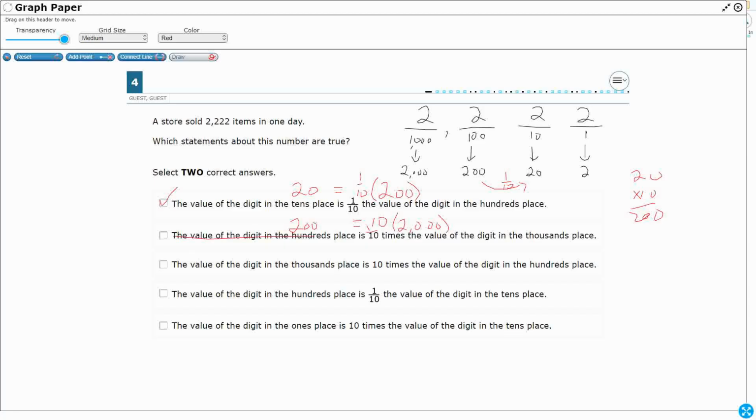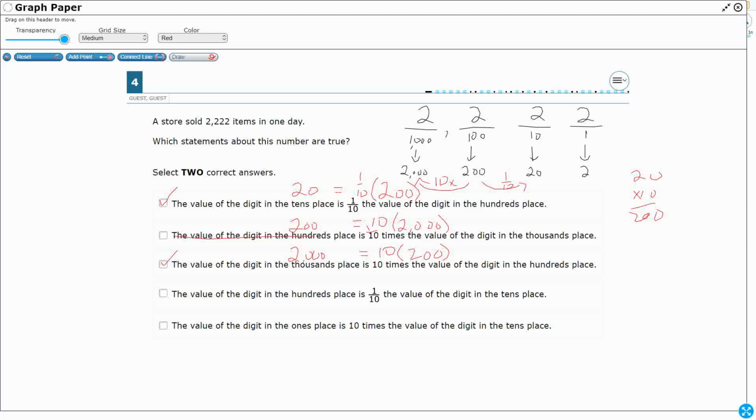The value of the digits in the thousands place, okay, 2,000 is equals 10 times the value of the hundreds place. Hundreds place is 200. If I do 10 times 200, am I going to get 2,000? Yes, because when you go from a smaller spot to a larger spot, it is 10 times. Larger to a smaller, it's 1/10.